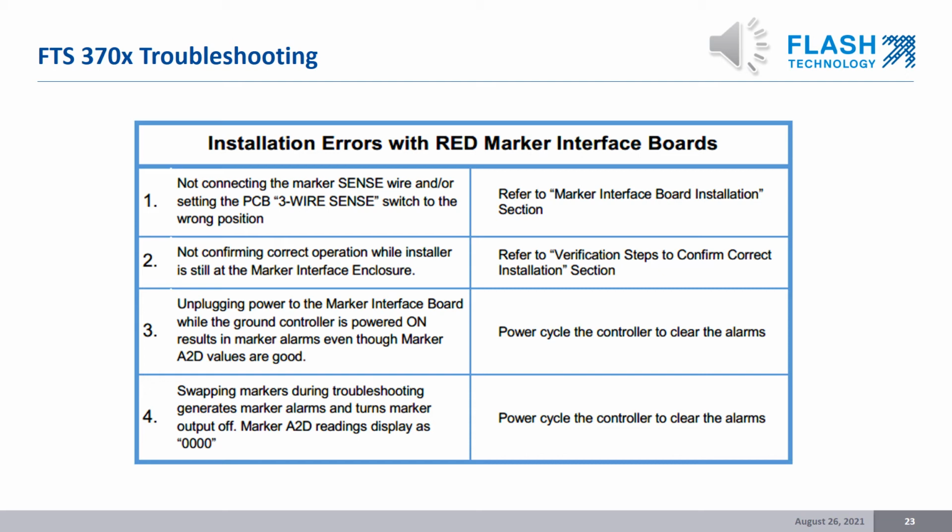Number 2. An installer should always confirm proper installation while at the marker interface level. Number 3. By unplugging power to the marker board while the ground controller is powered on, this will result in marker alarms even if A to D values are good. Number 4. By hot plugging or swapping markers during troubleshooting, this will generate a marker alarm by turning off the marker output. This will show a reading of 0000 for your A to D values.